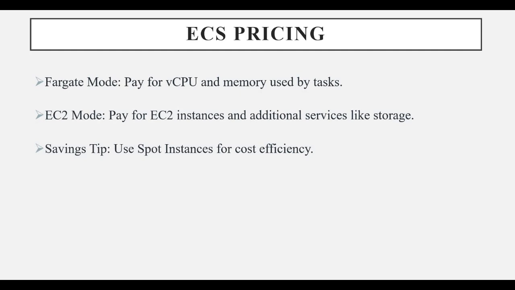The next is EC2 mode. In the EC2 mode, we only pay for the EC2 instance and other additional services like storage. So we are using our instances or S3 buckets like that, and we only pay for the storage services. The next is savings tips. In the savings tips, we can use spot instances for cost efficiency. These are all the ECS pricing.